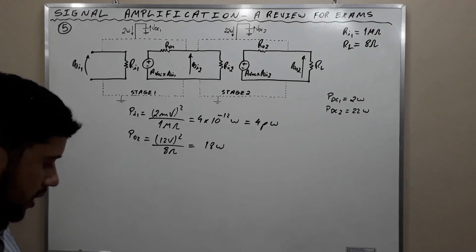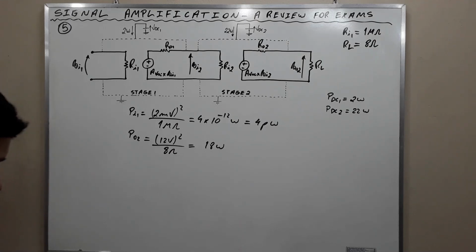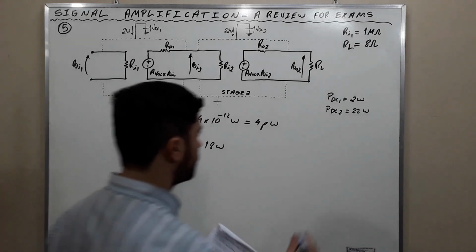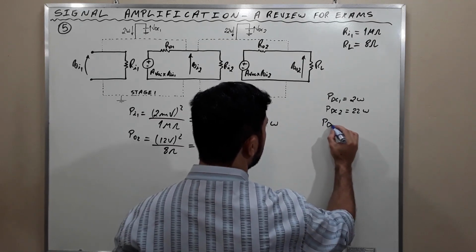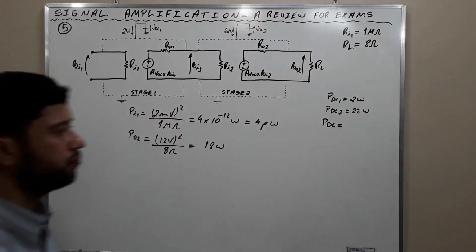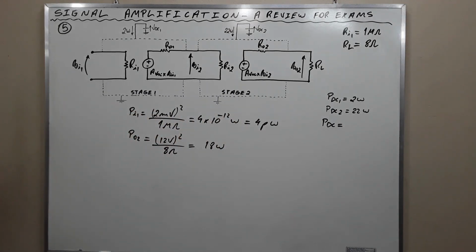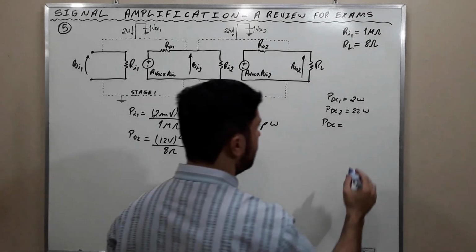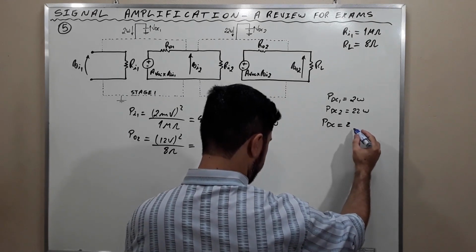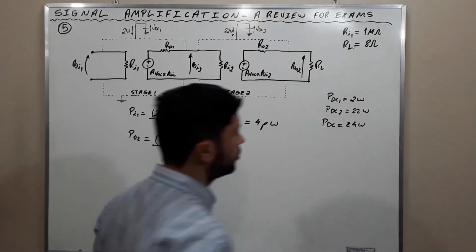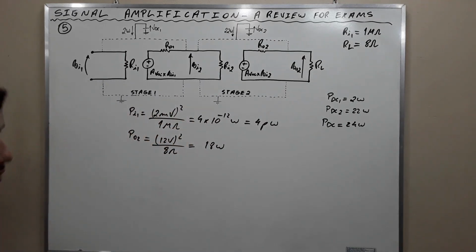How about we calculate now the total power delivered by the DC sources, which is 2 plus 22, that is 24 watts. Okay, and with these two we can calculate the power gain.